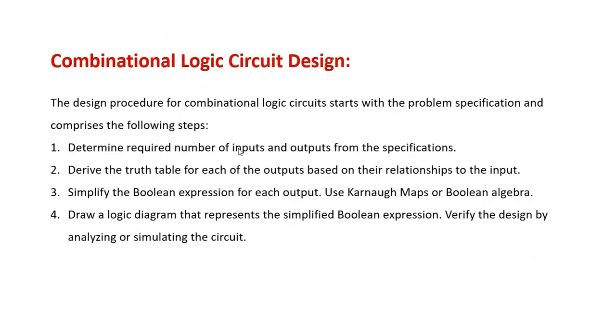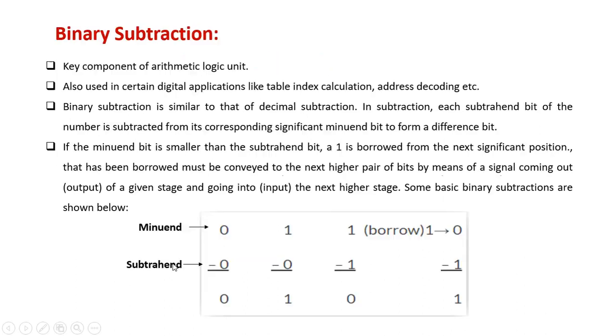Now, to design a combinational logic circuit, we have to determine the number of inputs and outputs from the given specification. Then we have to derive the truth table for each of the outputs based on their relationship to input. From that truth table, you have to simplify the Boolean expression for each output. For simplification, you can use the K-map method or Boolean algebra. Finally, you have to draw a logic diagram that represents the simplified Boolean expression, and you can verify the design by analyzing or simulating the circuit.